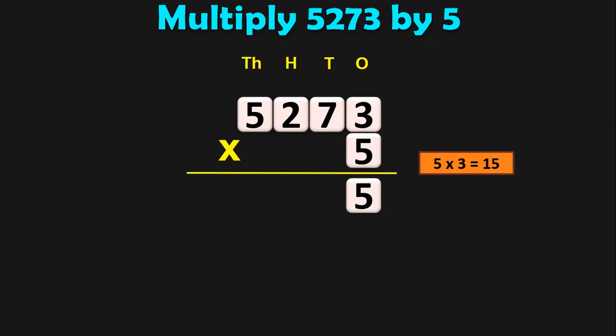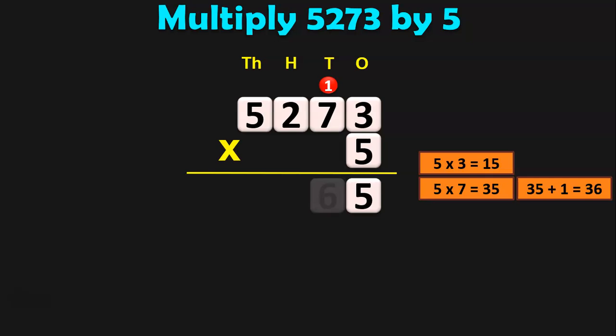So write the 5 ones in the ones place and take the 10 as a carryover to the tens place. Next, 5 into 7 is 35. 35 plus 1 is 36 tens. 36 tens is nothing but 360. So retain the 6 tens in the tens place and take the 300 to the hundreds place as a carryover.